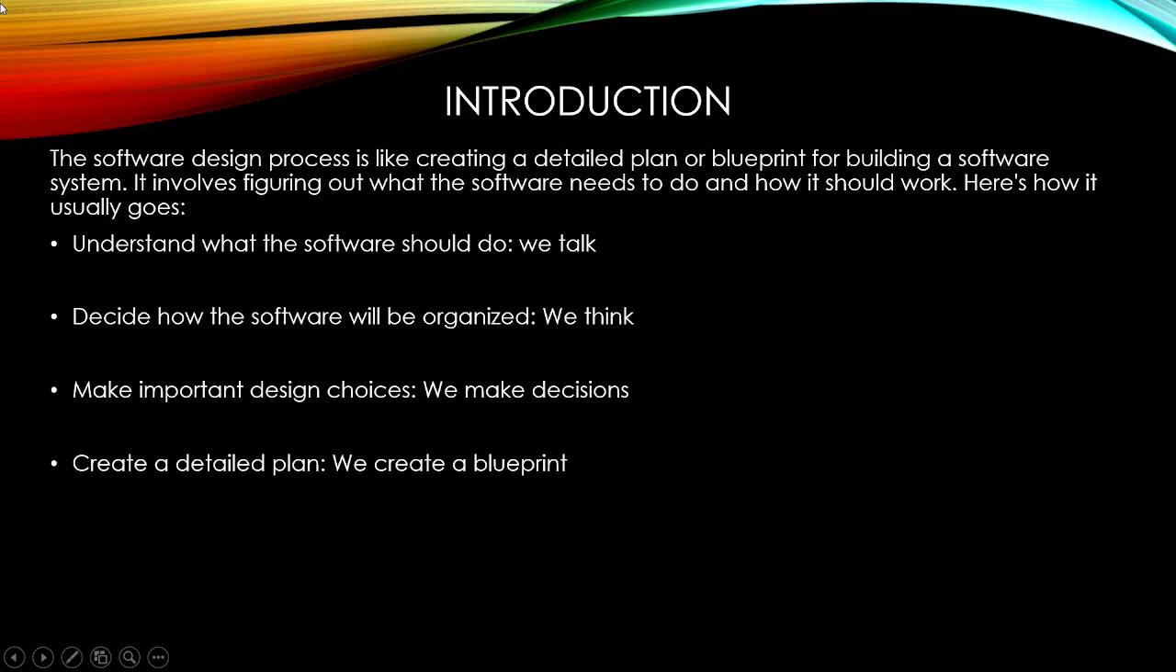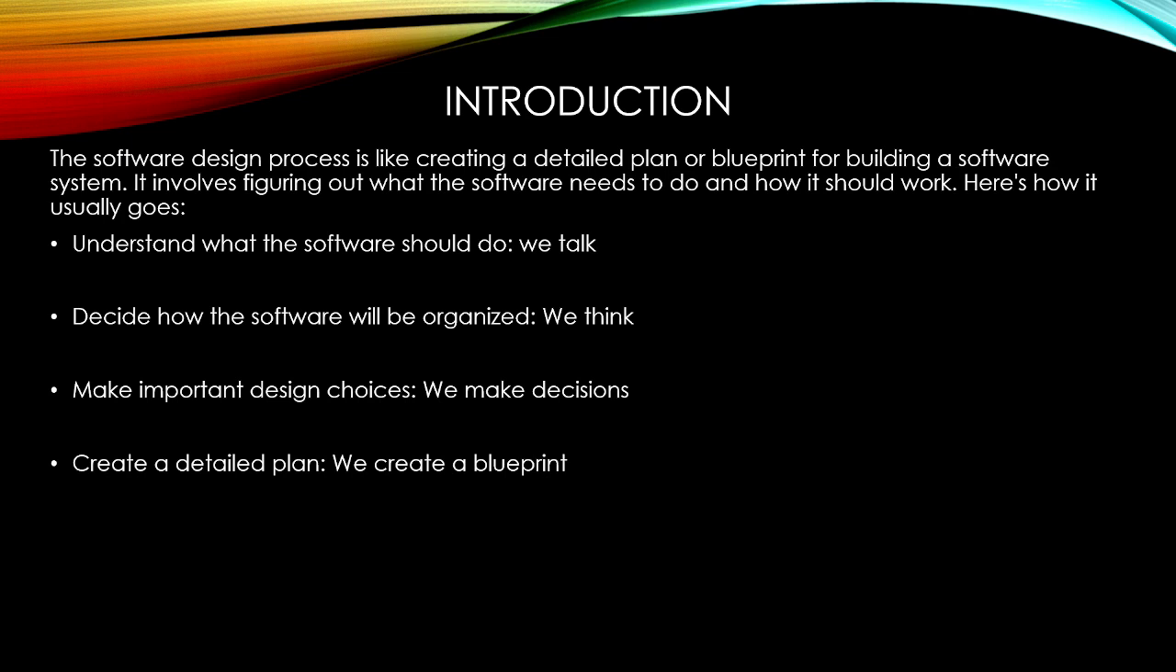The software design process is like creating a detailed plan or blueprint for building a software system. It involves figuring out what the software needs to do and how it should work. Here's how it usually goes. Understand what the software should do. We talk to the people who need the software and learn about their requirements. We ask questions to understand what features the software needs to have and how it should behave.